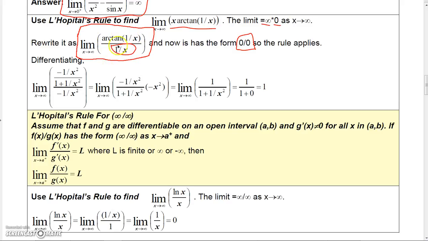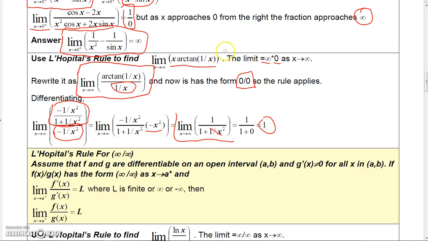Now just trust me that the derivative of arctan of 1 over x is actually this function, and you know that when you differentiate 1 over x, you get minus 1 over x squared. Now, if I flip this over and multiply by minus x squared, I'm going to get a positive 1 on top, and the bottom is going to be 1 plus x squared. And then if you let x go to infinity, this term is going to go to 0, and you're going to get 1 over 1 plus 0, which is 1. So that means that our original limit up here must equal 1 as well.